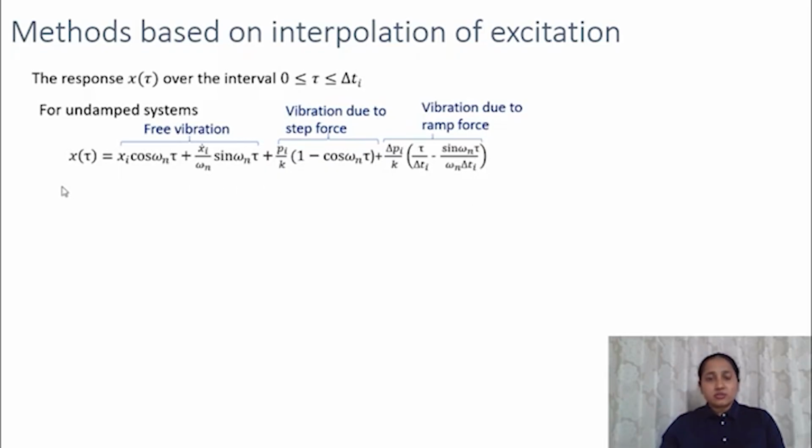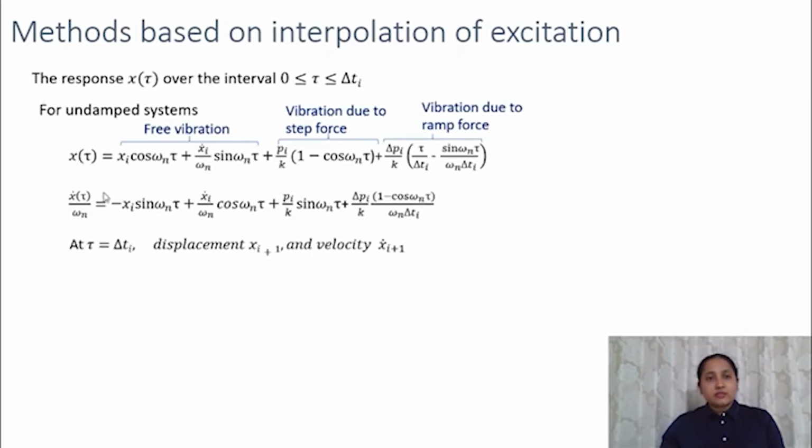So the total response of the single degree of freedom system in this interval is equal to this, the sum of these three vibrations. And if we differentiate this, we would get the velocity in this time interval. So the velocity would be equal to this. So if we substitute delta Ti, that is the time step value, instead of tau, we would get the displacement and velocity at the i plus 1 time instant, at t i plus 1.